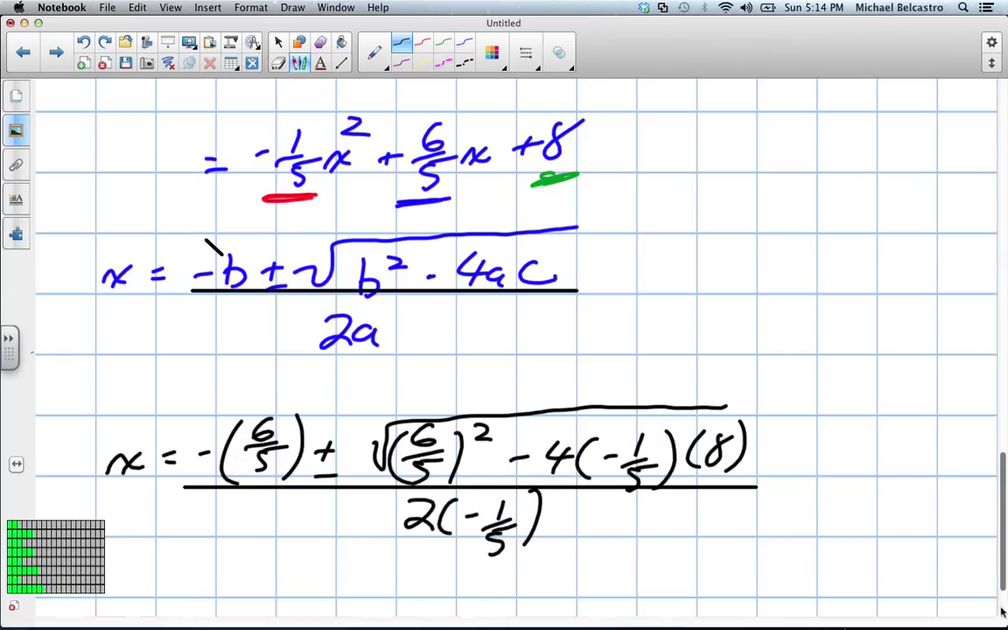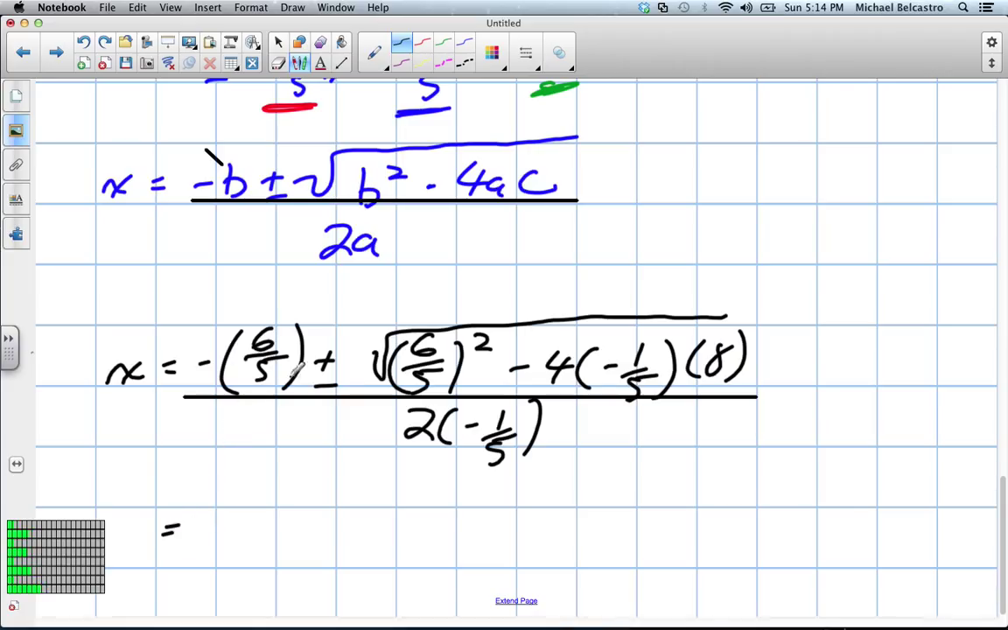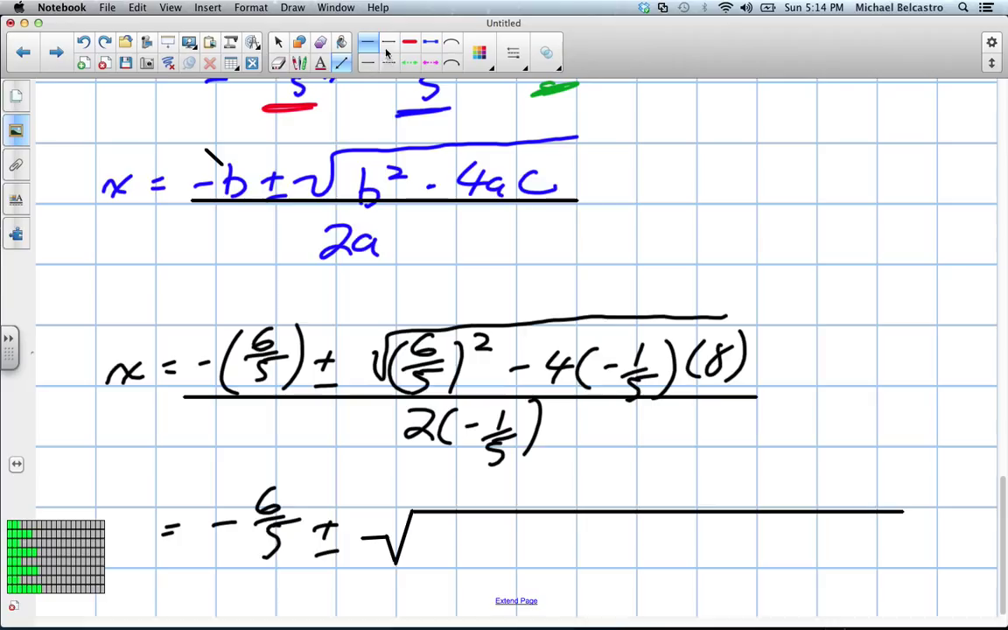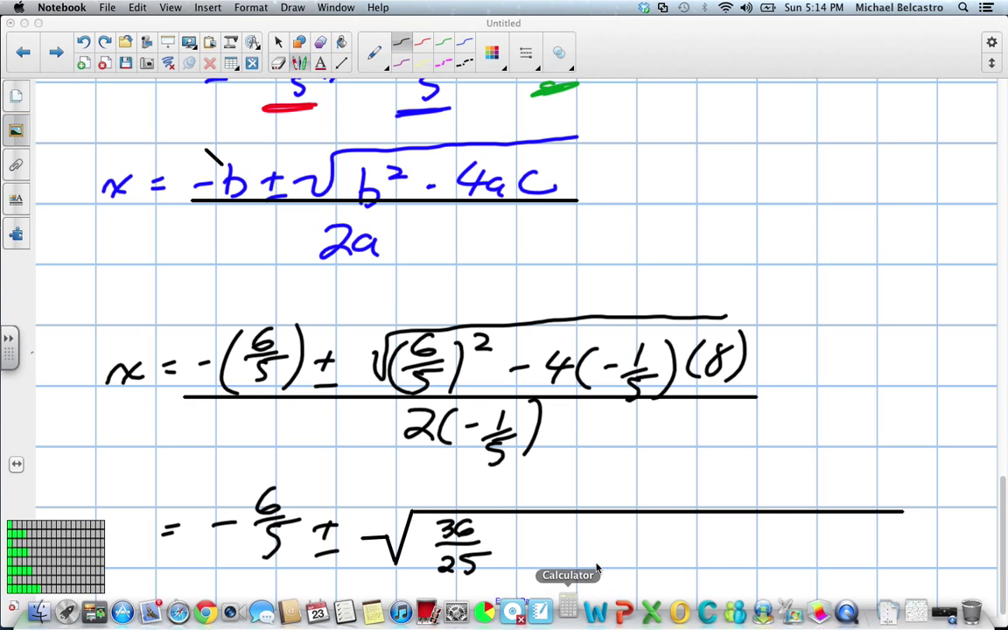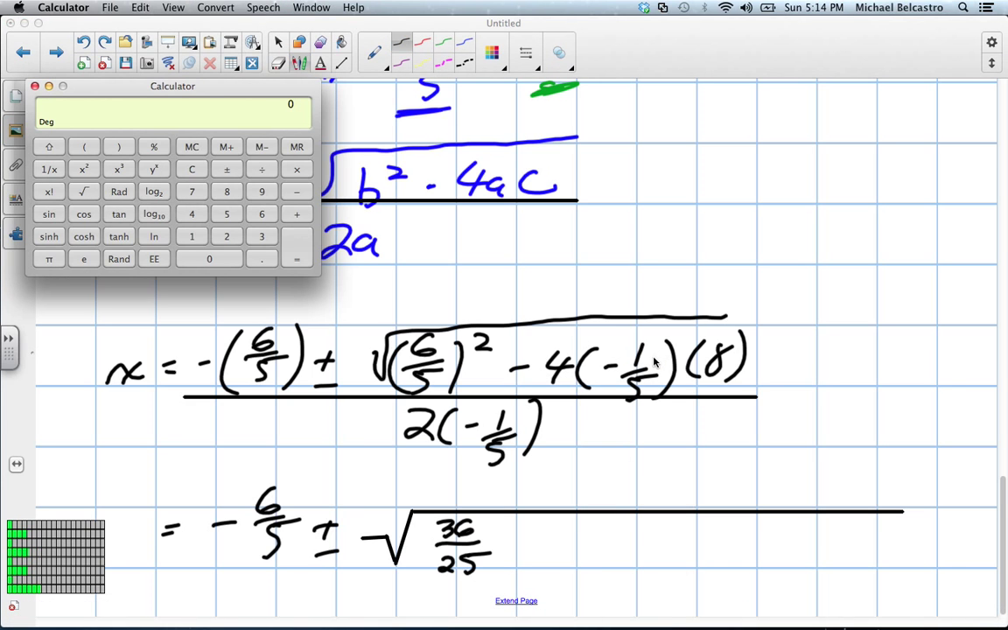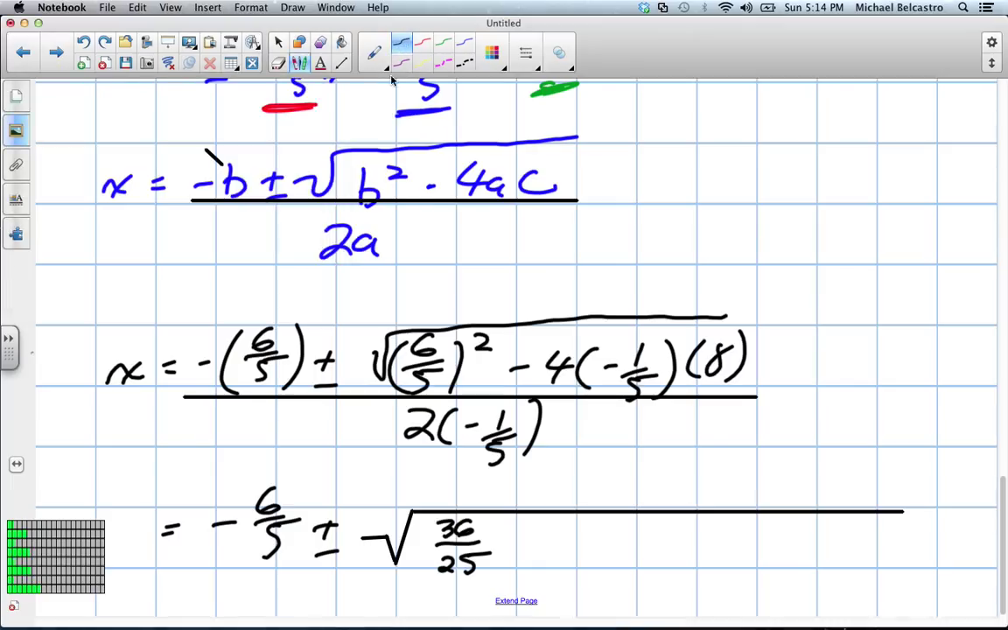So we're working with fractions here, so we've got to remember our fraction rules. I'm going to keep it in fraction form. This becomes negative 6 over 5 plus or minus the square root of. Now, 6 over 5 squared is just 6 over 5 times 6 over 5, so that gives us 36 over 25. Okay? Multiply these. Negative 4 times negative 1/5 is positive 4 over 5. Positive 4 over 5 times 8 is 32 over 5. So we're adding positive 32 over 5.